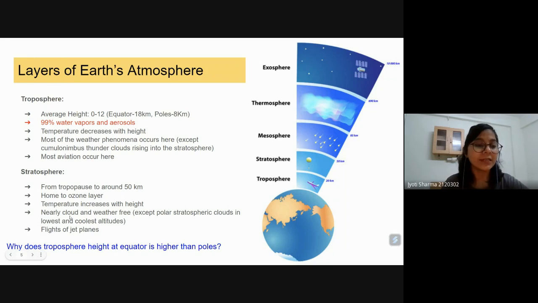It is nearly cloud and weather free because at that much height, air with moisture will not go up. So we have it nearly cloud and weather free, except some clouds that happen in the polar region. We will talk about this later as well. Then the flight of jet planes: because there are no obstructions such as clouds, as in the troposphere, here we have very few clouds or nearly free weather. So jet planes can fly in the stratosphere very easily.